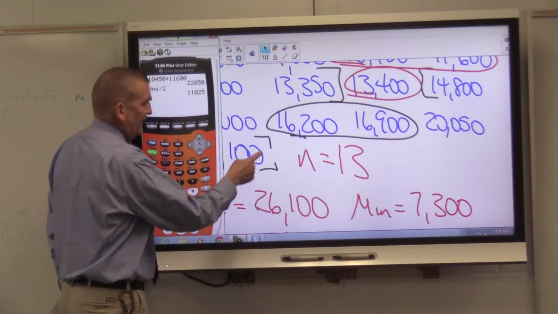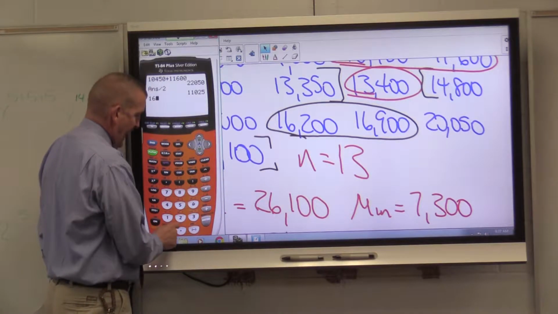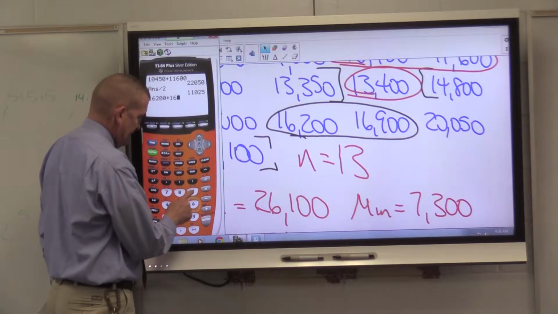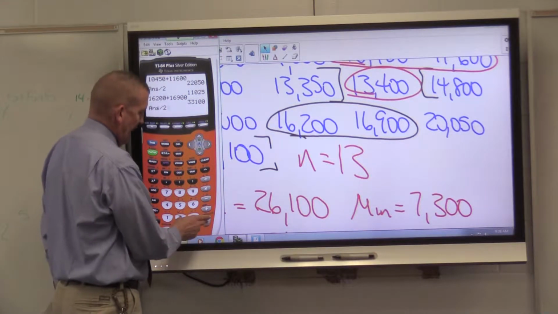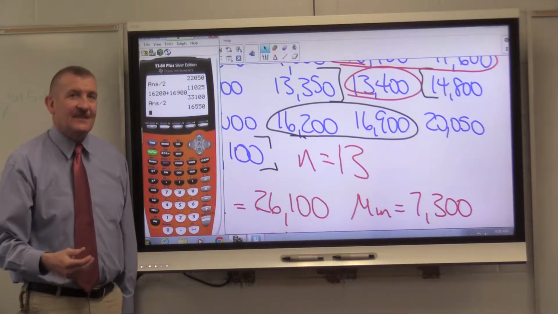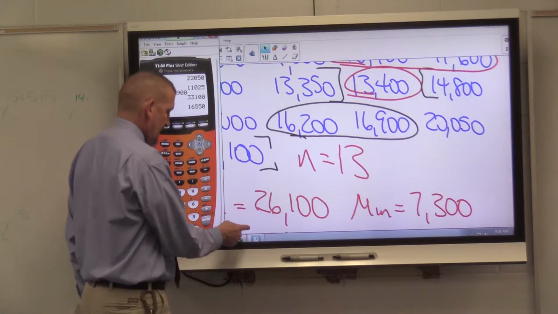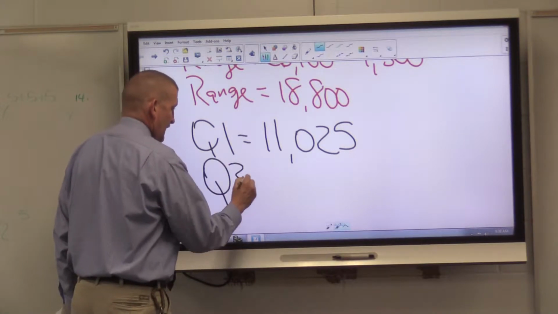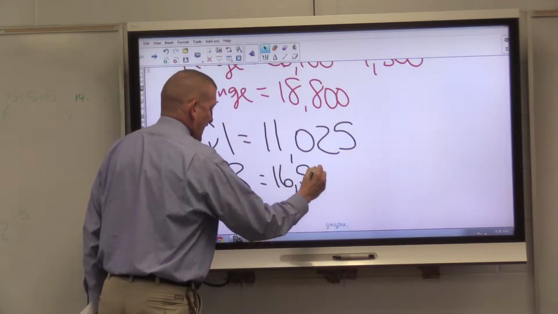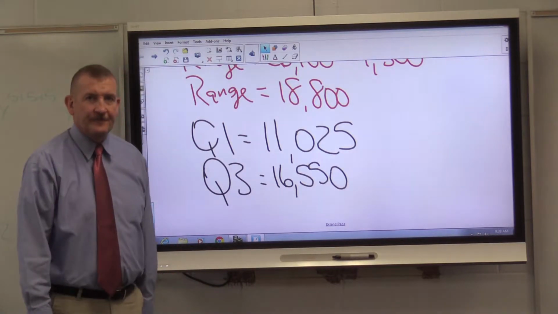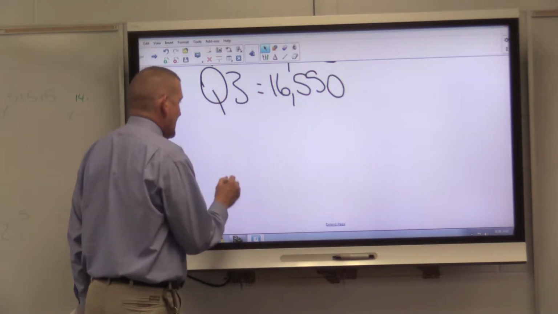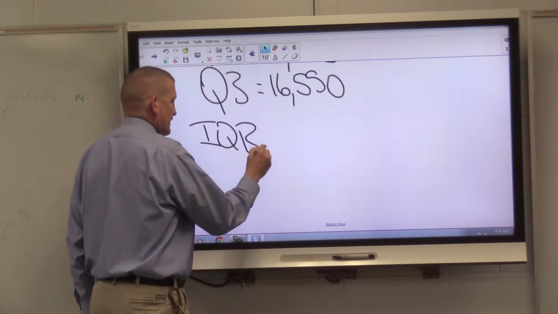So now I go back to my calculator, and I'm going to take the average of 16,200 plus 16,900, divide that by 2 to get my upper quartile, which is 16,550. So your upper quartile, Q3, is 16,550. All right? So now I want to get my interquartile range, the last number in my measures of variation.